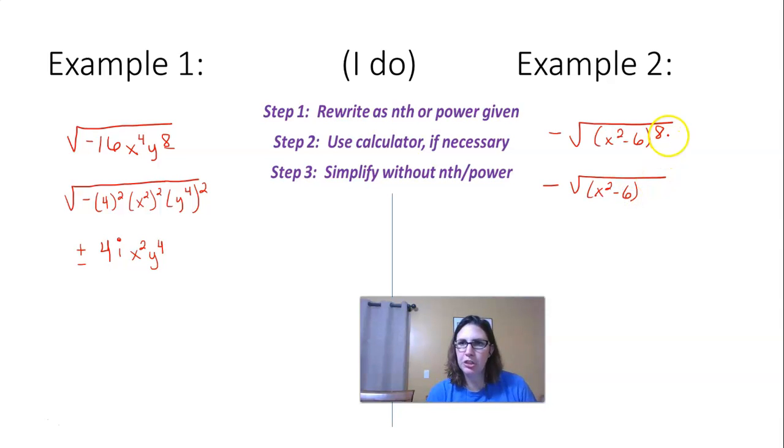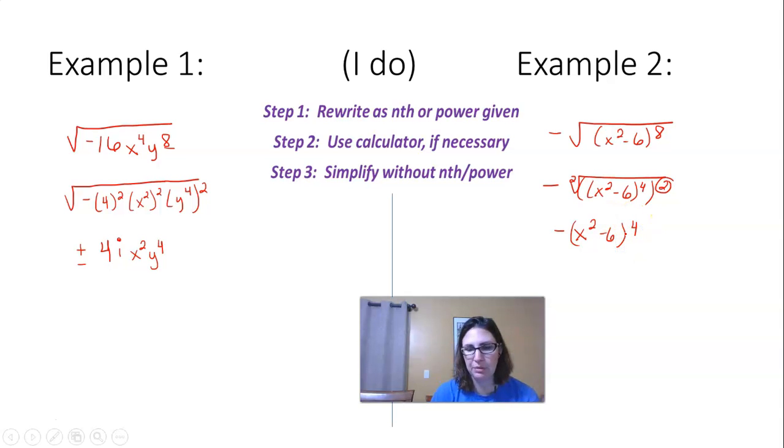So, 8 divided by 2 is 4. So that's okay. And if we take this whole entire thing and square it, 4 times 2 is 8, and that'll work out. And you have a power 2 here. Remember, this is also a power 2, so those cancel. You end up with negative x squared minus 6 to the power of 4. And that's how you rewrite that one.